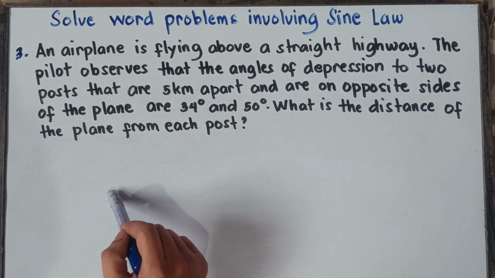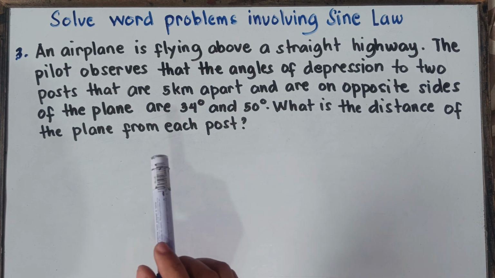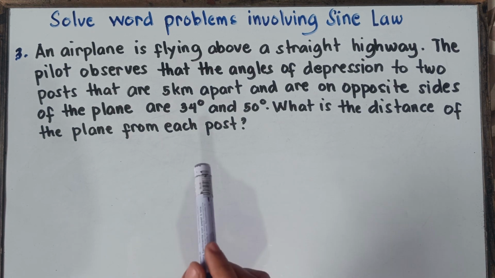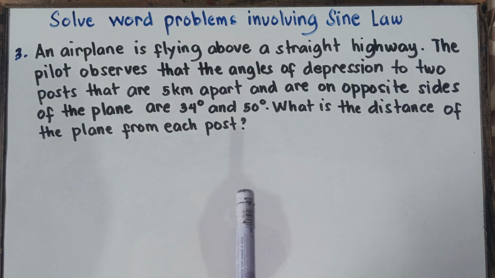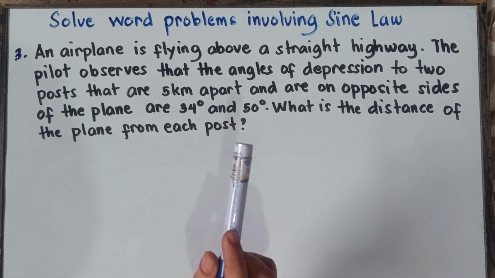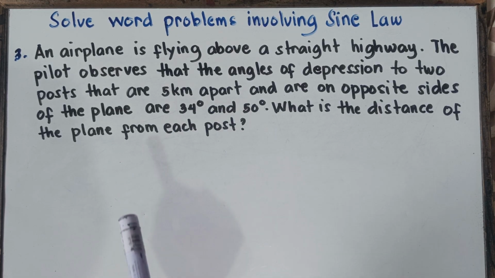An airplane is flying above a straight highway. The pilot observes that the angles of depression to the two poles that are 5 kilometers apart and are on opposite sides of the plane are 34 degrees and 50 degrees. What is the distance of the plane from each post?